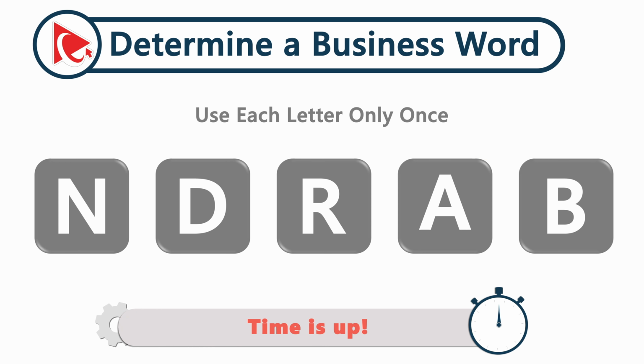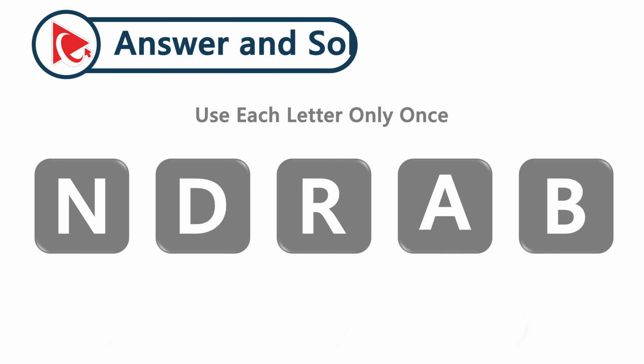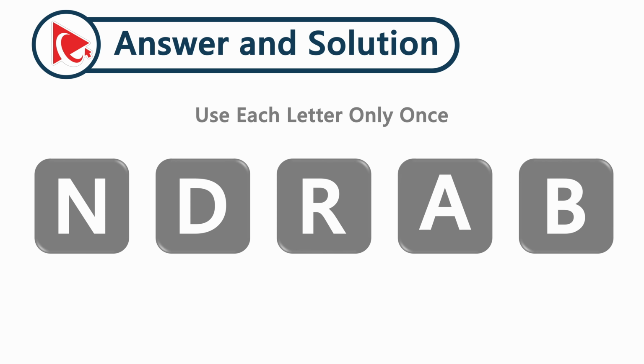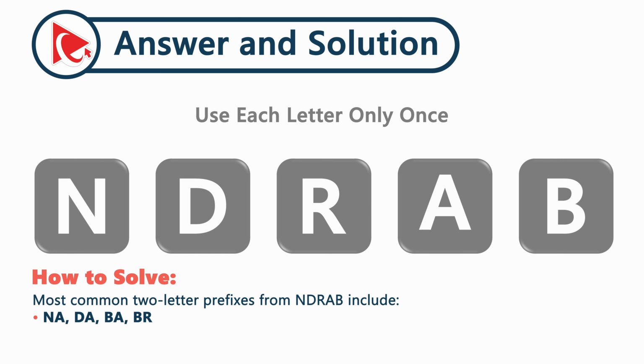Time's up. Do you have your answer ready? To solve this challenge, let's first look at the combinations of letters N, D, R, A, B. The best way to solve this question is to identify the most common two-letter prefixes and then try to determine the entire word by looking at the remaining three letters. The most common two-letter word starters are NA, DA, BA, and BR.